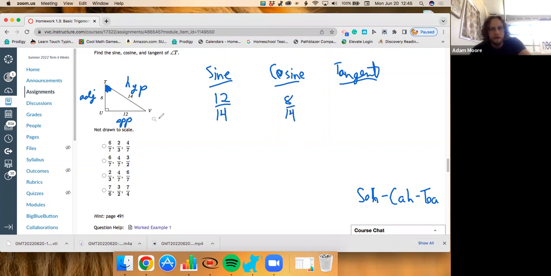And the tangent ratio, tangent is, let's look, TOA, so that's opposite over adjacent. That's opposite over adjacent, so 12 over 8. Looking good, then we just reduce them all, fractions-wise. Let's see here, 2 goes into both of those. This is 6 out of 7, and reduce those. And we got ourselves some answers. That's how I would probably handle that one.